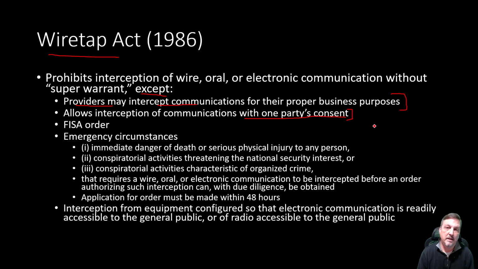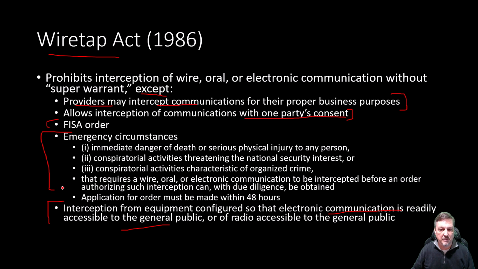New Jersey's a one-party state, so only one party has to consent. You can secretly record a phone call if you want, so long as you consent in New Jersey, and that's okay under federal law. Other states are different. Other exceptions, if there's a FISA order, interception where the communication is readily accessible to the general public, so a radio transmission that leaks out to the general public. All right, you can record that, copyright issues aside, right?